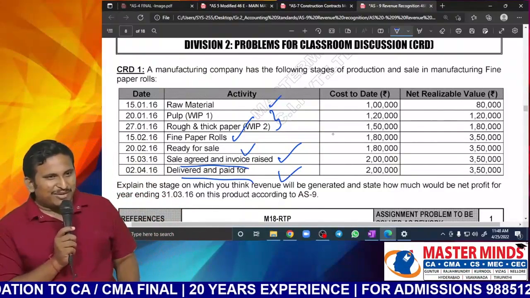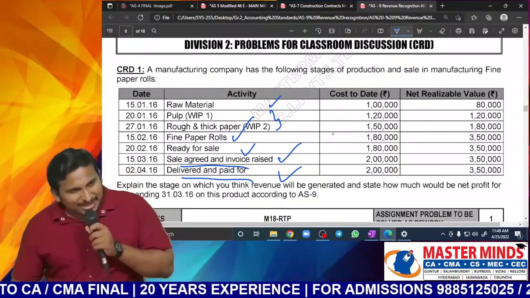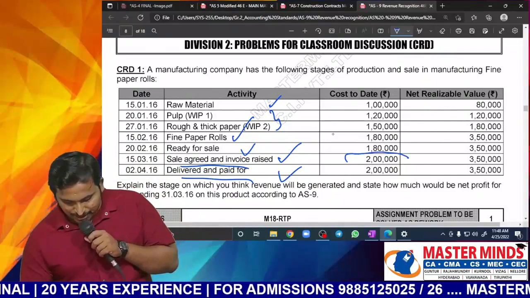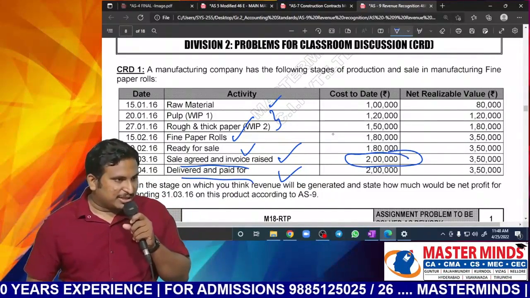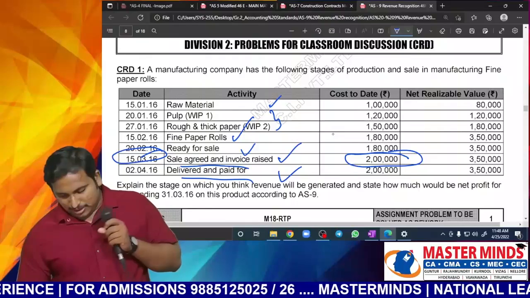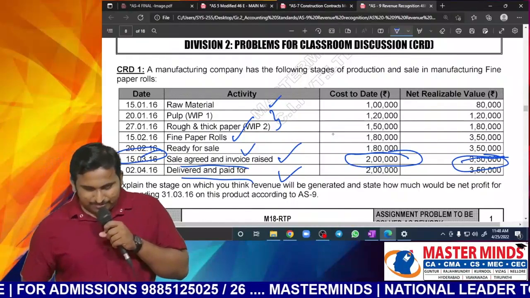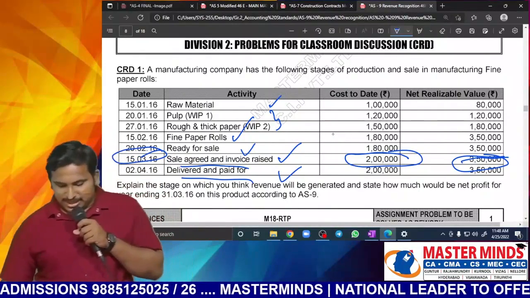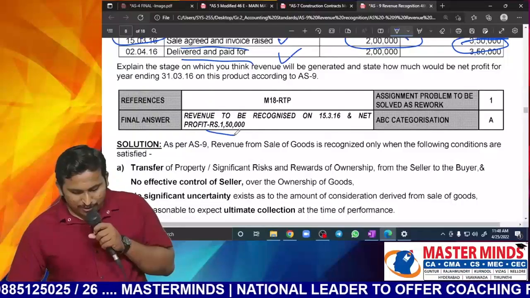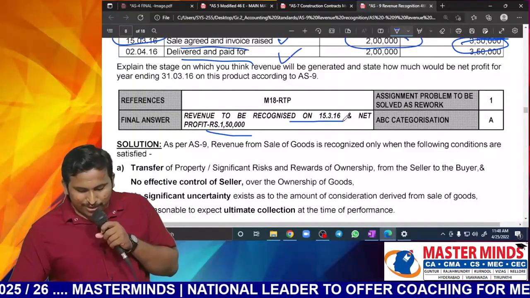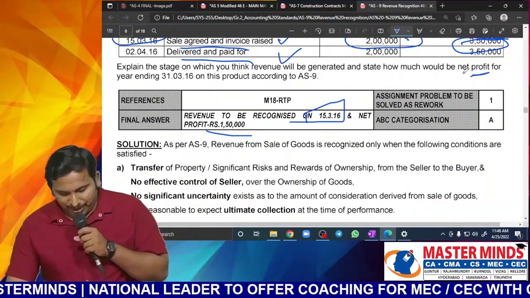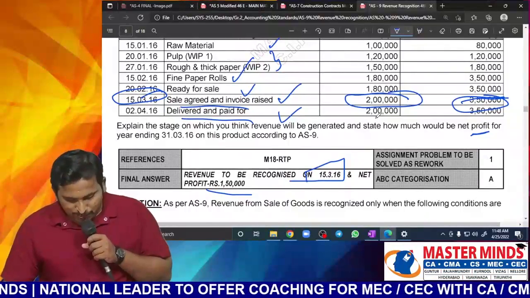I think we need not wait for the delivery date, sir. When the billing itself was done, I think significant risks and rewards are transferred. That is on this date, significant risks and rewards are transferred. So thereby, what is the profit on that date? 1,50,000. That is, revenue means sales only 3,50,000. The profit on that date will be 1,50,000. Profit to be recognized is 1,50,000. Revenue to be recognized on 15th March. That should be the net profit. Of course, in this scenario, gross profit is also the same, sir.